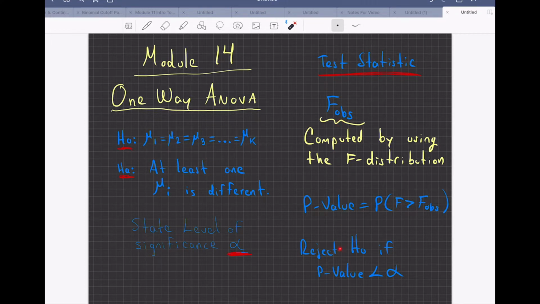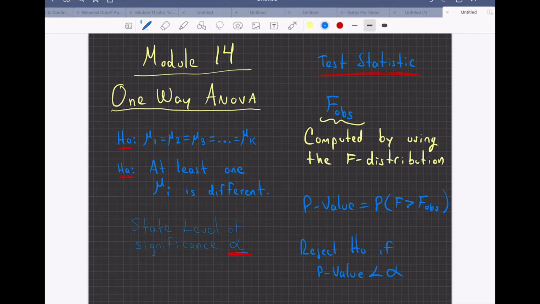And then the rule that we already know: reject H0 if the p-value is less than the level of significance. Again, notice this is the same structure we have seen before for all the hypothesis tests in this class. All right, so this is the introduction. Now let's see the examples.